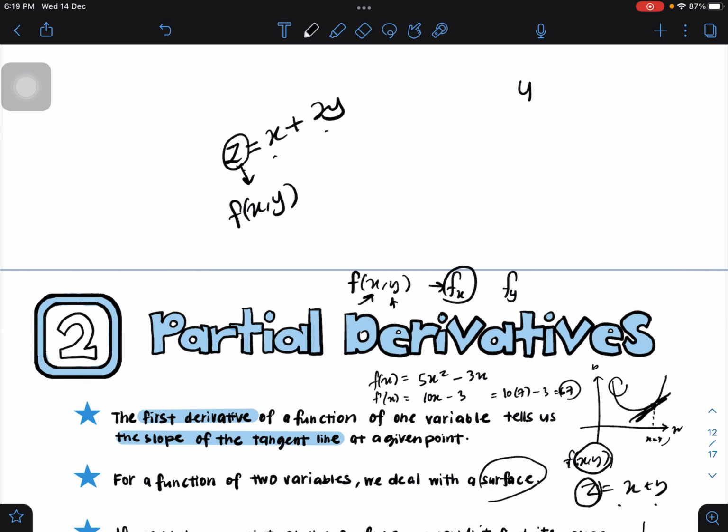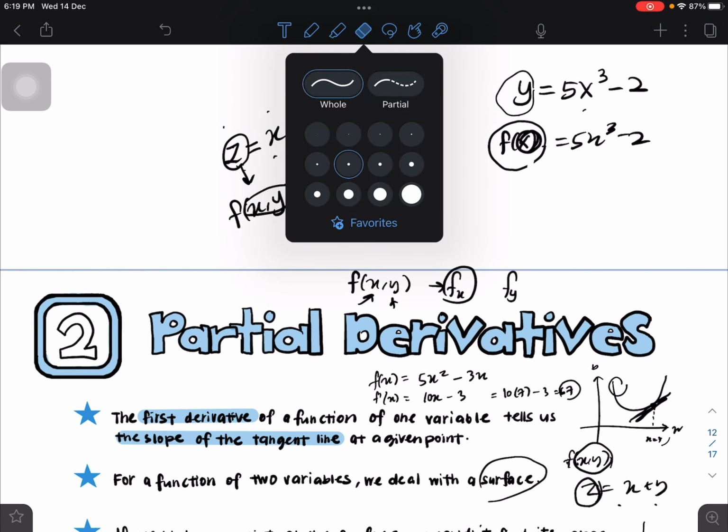Let's say we have y equal to 5x to the power of 3 minus 2. You can see that you have only two variables. Why does it become a function of one variable? Because the y, you rename it to be a function of x, which is 5x cubed minus 2. So this is a function of one variable. When we have three variables, this is a function of two variables.